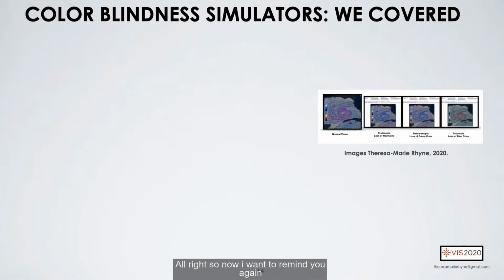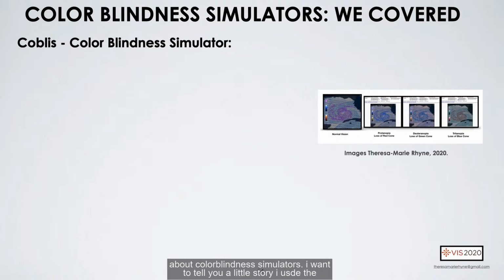All right, so now I want to remind you again about color blindness simulators. I want to tell you a little story. I used the supernova example. I want to tell you another little story. My first visualization, really big-time visualization work I ever did, was at the United States Environmental Protection Agency, and I'm visualizing some data from Lake Erie. And the guy wanted a graph, and I put a green graph paper background. I was trained as an engineer, and I thought that looked like great engineering paper, and I put a pink line across there. He called me on the phone and said, I can't see that.